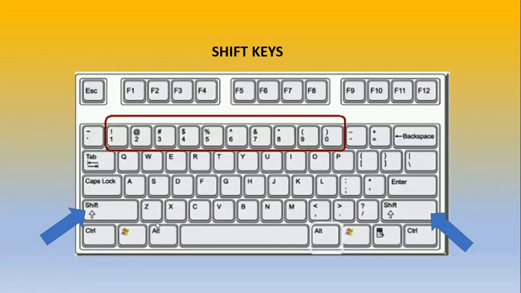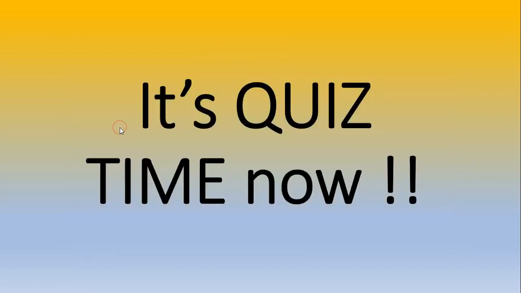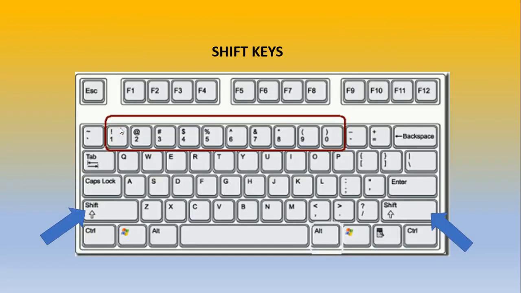Here once again you can see the shift key. Children, I already told you that there are some keys on the keyboard which have two things written on them. 1 and exclamation sign. 2 and @. 3 and hash. 4 and dollar. If you want to write the numbers, simply press the keys, numbers will be written. But if you want to write the symbols which are written on the numbers, what do you have to do?